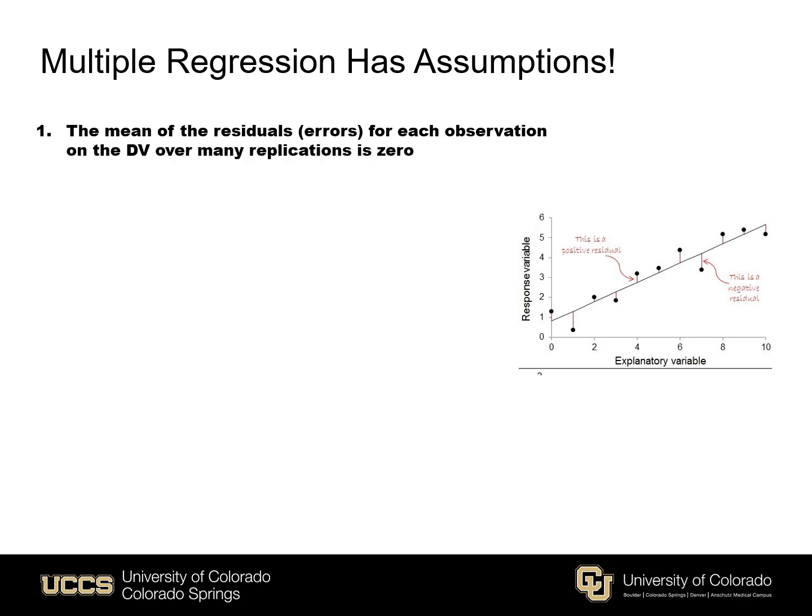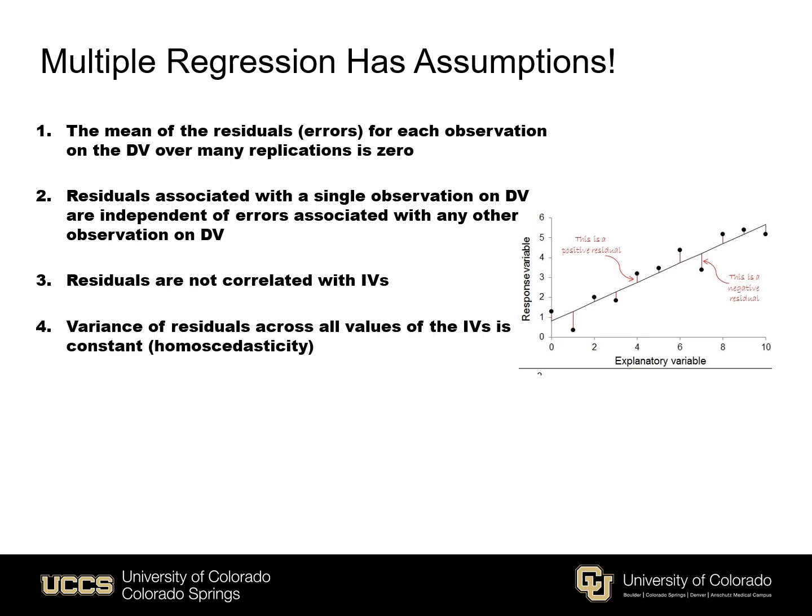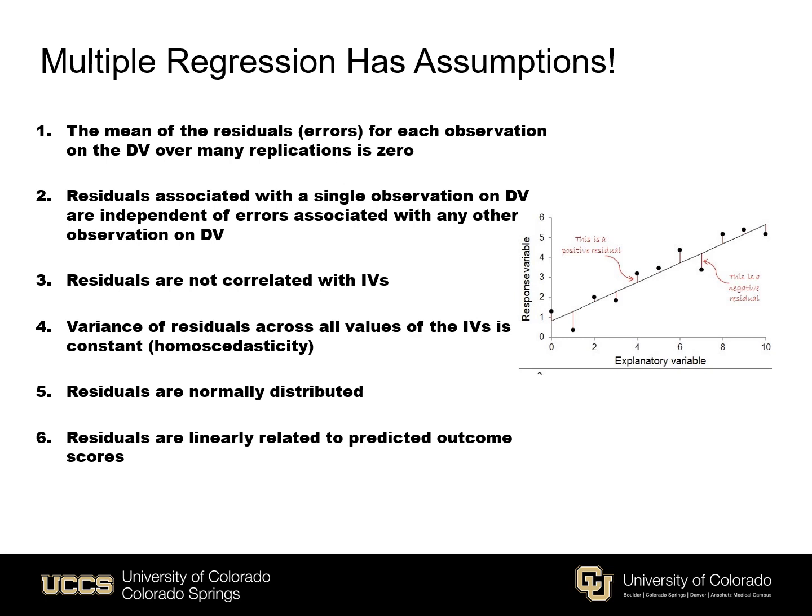So quickly, here are some of the assumptions that we make about the residuals in multiple regression. First is that the mean of those residuals are 0, that the residuals are independent of one another, that the residuals are not strongly correlated with any of the independent variables, that the variance of those residuals is constant across all values of the independent variable. That's called homoscedasticity. That the residuals are normally distributed, and that the residuals are linearly related to the predicted outcome scores.